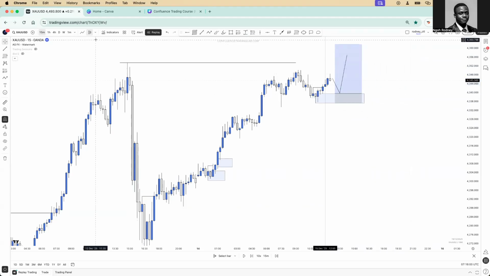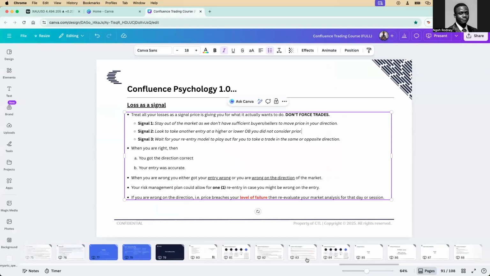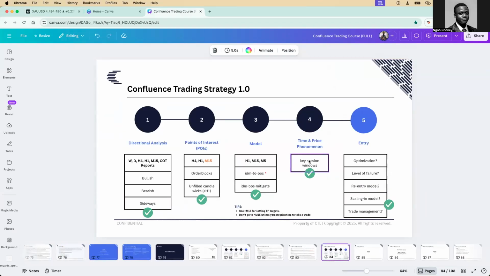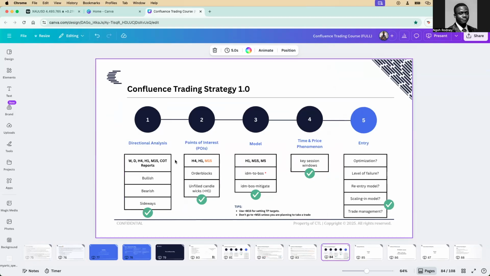All you do now is, we're on 15 minutes, no longer 5 minutes, because all of our entry requirements have been met here. Again, I come back to this thing I was showing you before. Time window, checked. Inducement, BOS, mitigation model, checked. Points of interest, order blocks, checked. Direction analysis, we are bullish, checked. Do we need optimization? No. Why? This is within our stop loss, right?